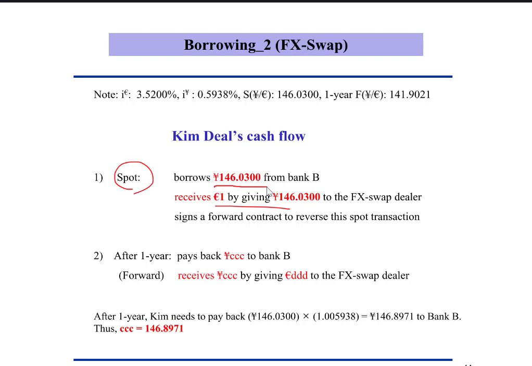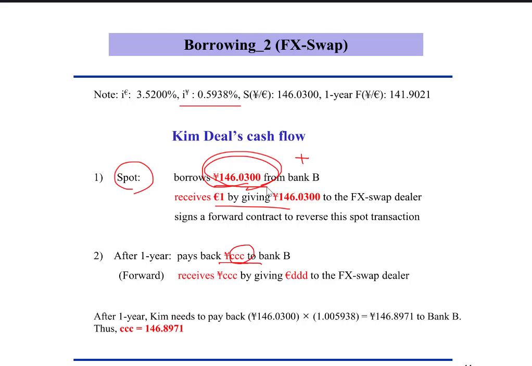After 1 year, Kim Deal is going to pay back a certain amount to Bank B. So what is going to be CCC? Remember, Kim Deal borrowed this amount today and the yen interest rate is given like this. So what is the yen payment Kim Deal is going to give to Bank B? Obviously this amount plus interest, right?